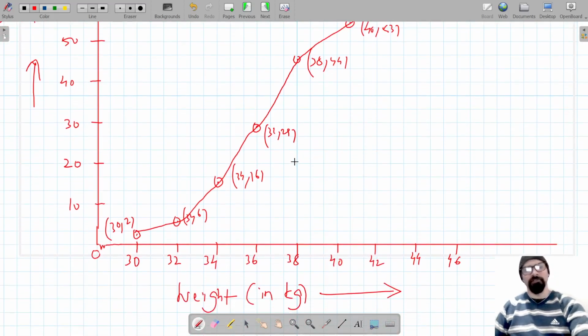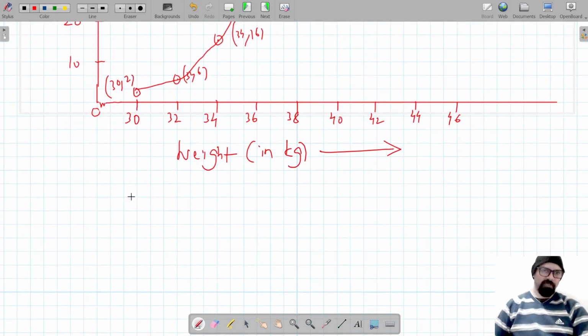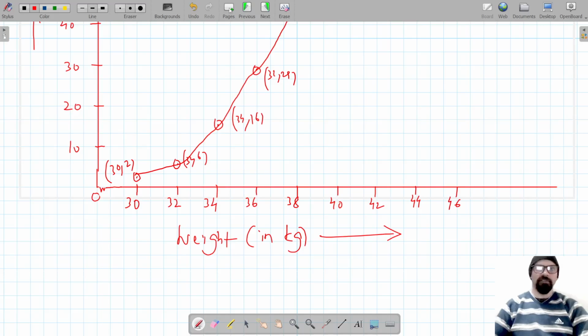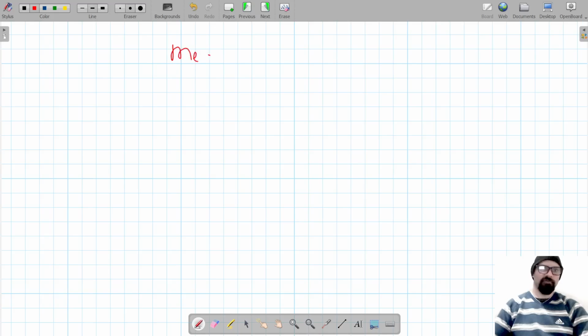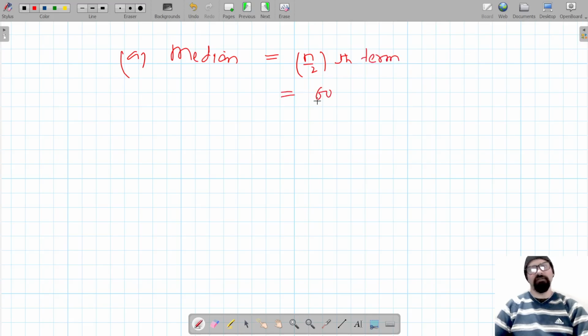Now, using the graph, we have to find the median. So first will be the median from the graph, and the median is the n by 2th term. N is 60, the total, so this is the 30th term.